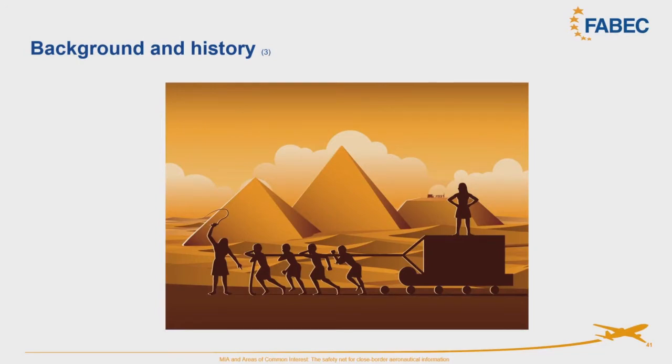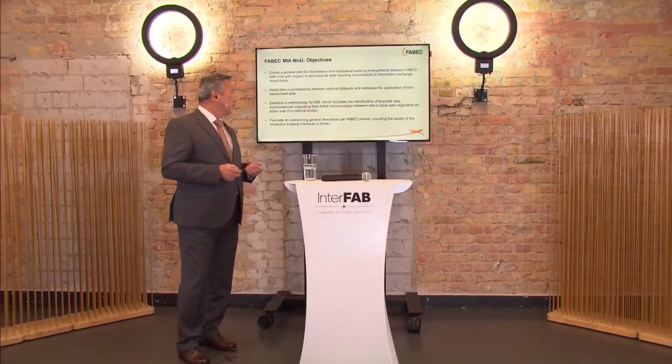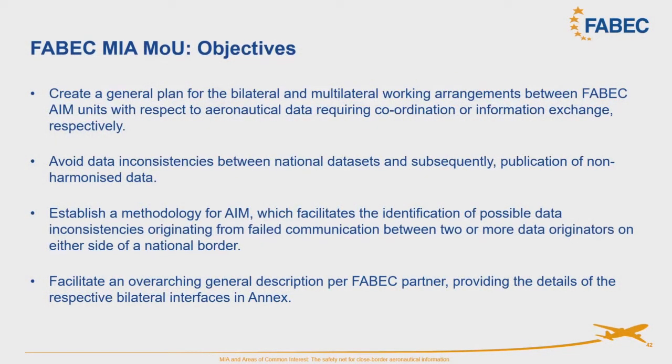Okay. Now let's have a look at what we came up with. The objectives of the FABEC MIA MOU are fourfold, in fact. We wanted to create a general plan for the bilateral and multilateral working arrangements between FABEC partners and the AAM units with respect to the data required. Further, we wanted to avoid data inconsistencies between national data sets and, of course, subsequently, the wrong publication of these data sets. Very important, we wanted to establish a methodology for the AAM which facilitates the identification of possible data inconsistencies originating from failed communication between two or more data originators on either side of a border. So we looked at cross-border data. And fourthly, we facilitate an overarching general description per FABEC partner and provide the details in the annex. Now, those were the objectives.